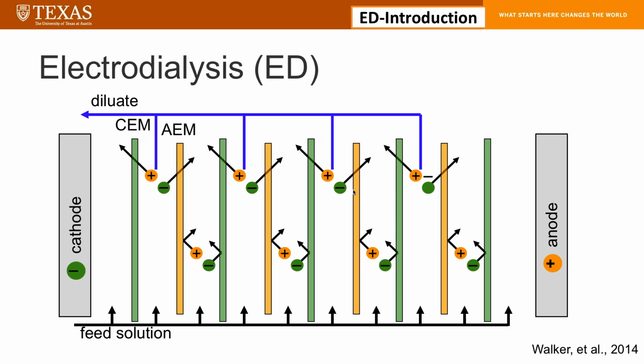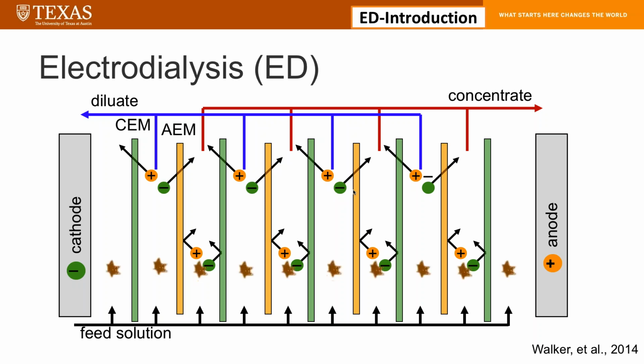So at the end of the stack, we can collect the almost ion-free water, which is called the dilute, and on the other stream, we can collect ion-rich water, which is called the concentrate. This is the basic theory about electrodialysis, and we add the NOM in the electrodialysis as well, but because of the diffusivity of the NOM, it doesn't separate in the electrodialysis. So both the dilute and concentrate have pretty much a similar concentration of NOM as the feed water.